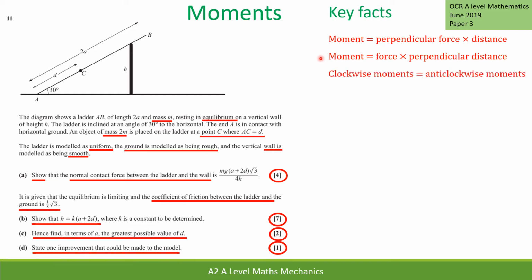It's personal preference. You also need to know that your clockwise moments will equal your anti-clockwise moments because we are in equilibrium. So we're in a balanced situation here. This ladder isn't flying away, it's not moving, it's staying balanced against the wall. You also need to know that your forces up are equal to your forces down when you resolve, and your forces left equal your forces right. And the formula linking friction and your normal contact force is friction equals mu times R, and that's going to be useful in part B.